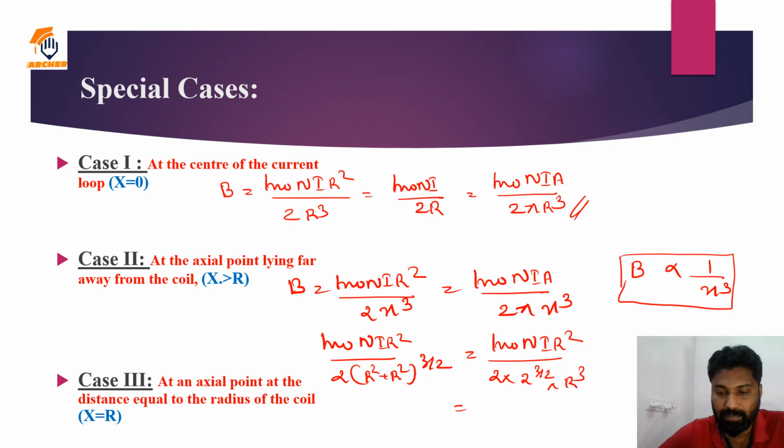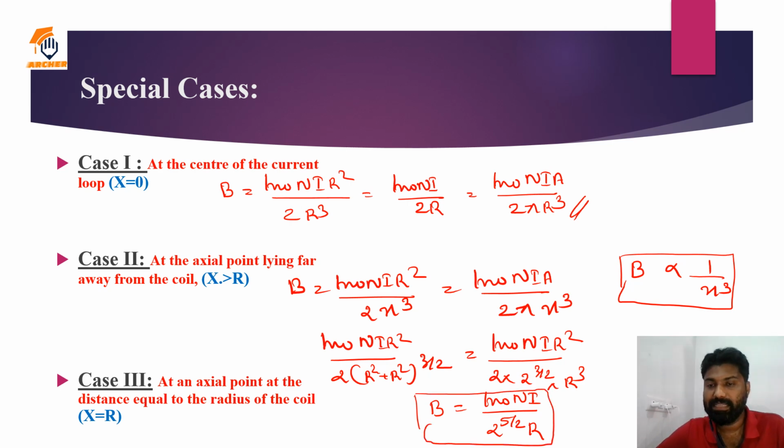So finally this will be B is equal to mu 0 n I divided by, r square, r cube get cancelled, we will get 2 raised to 5 by 2 r. So at an axial point at the distance equal to the radius of the coil, the magnetic field will be mu 0 n I by 2 raised to 5 by 2 r. So these are the 3 special cases in this session.